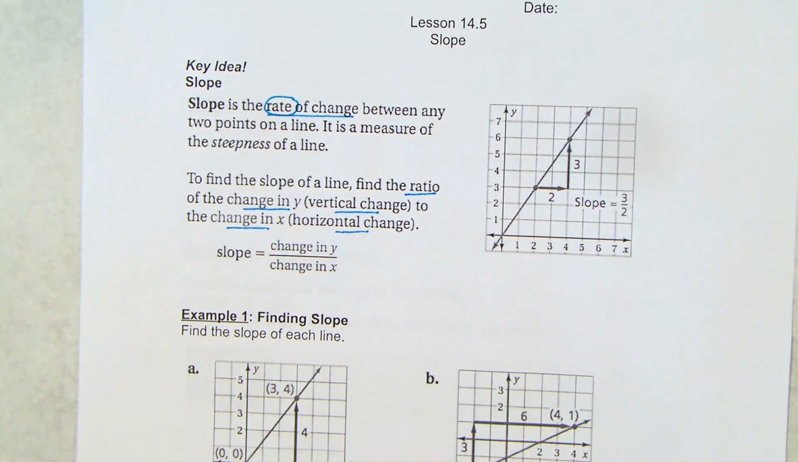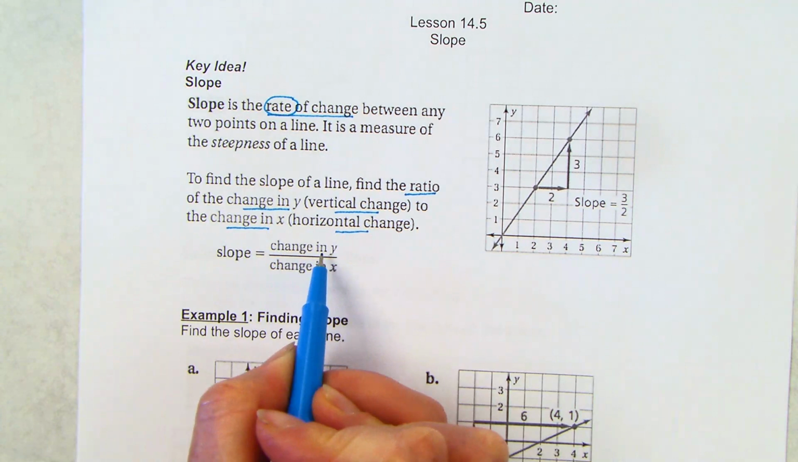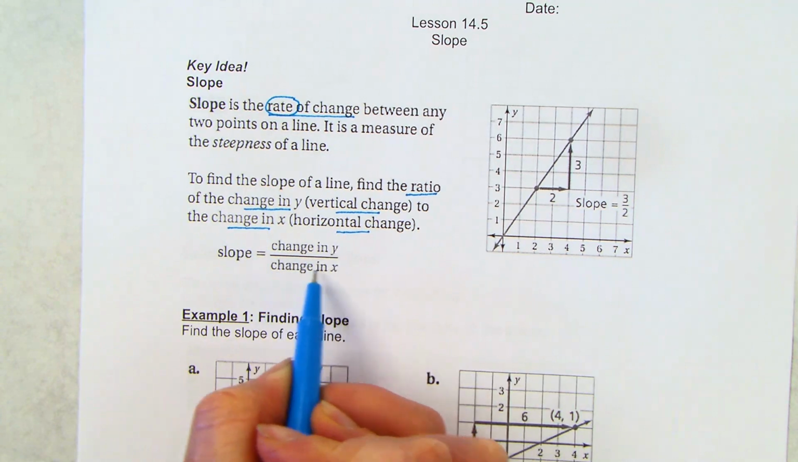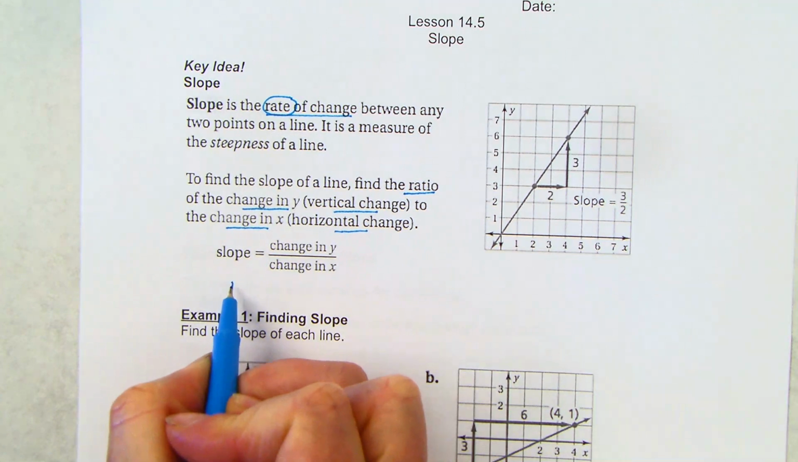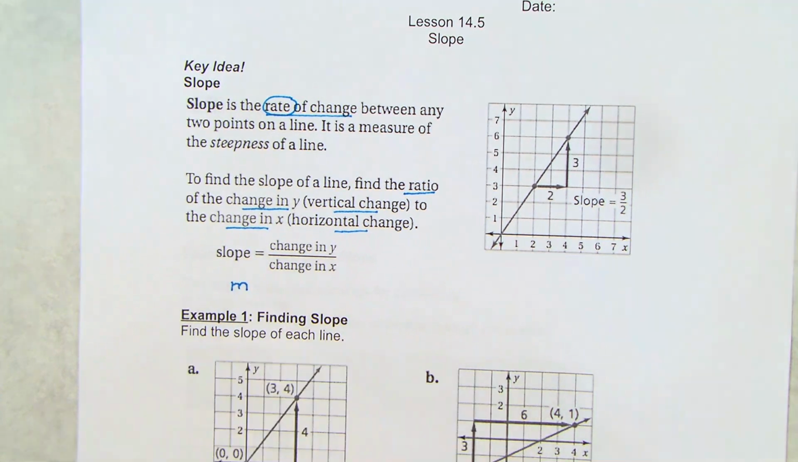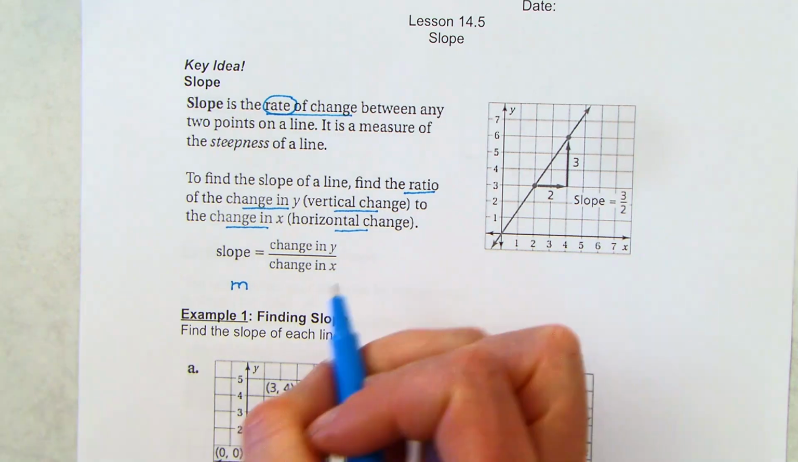And we can write that three different ways. We can write out the words change in y over change in x. I'll also throw in, I think we talked about last year, that the variable that we use to stand for slope is m. We'll do that more in chapter 4.